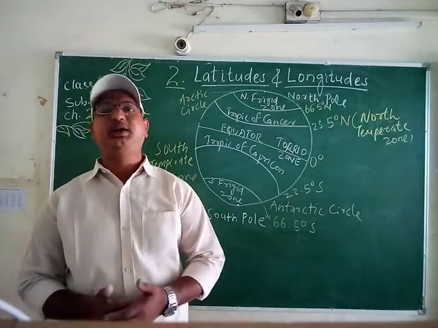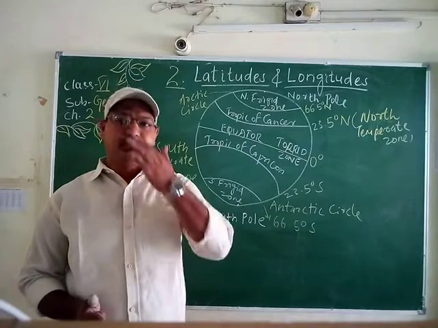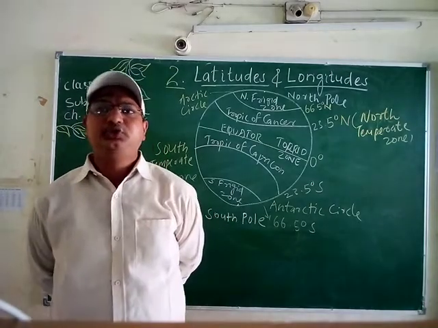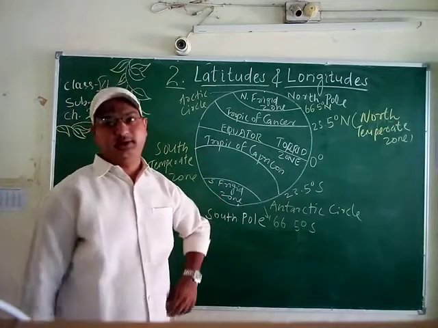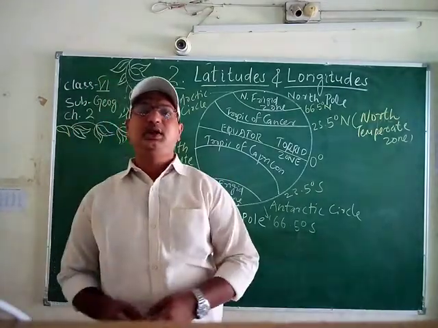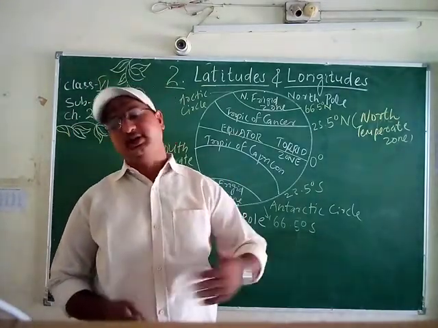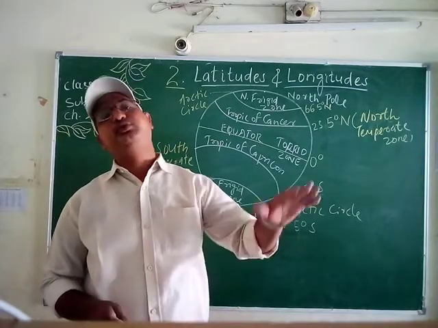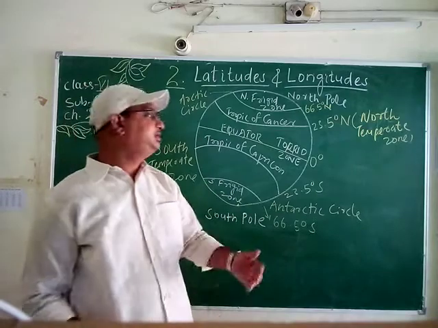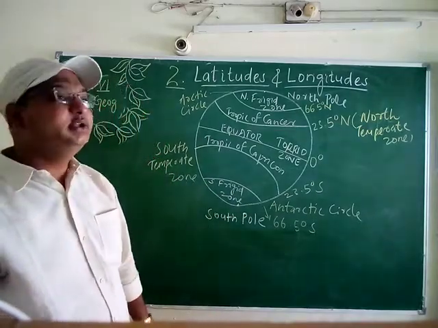The poles are never directly facing the sun. So the region around the poles, that is the Arctic in the north as well as the Antarctic in the southern area, is very cold and remains frozen throughout the year. Students, next we will read about the meridians of longitude.